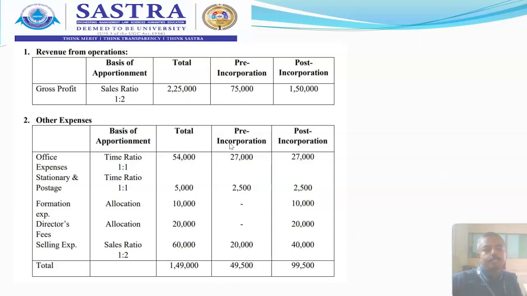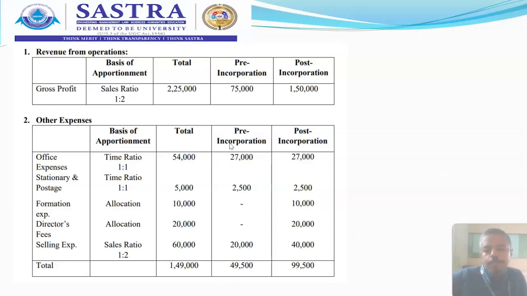In the other expenses, if you see office expenses, pre-incorporation period 27,000, post-incorporation period 27,000. Stationery and postage 2,500 and 2,500. Formation expenses directly post-incorporation 10,000, so pre-incorporation nil and post-incorporation 10,000. Director's fees pre-incorporation nil and post-incorporation 20,000. Selling expenses 60,000. Now pre-incorporation is 40,000 and post-incorporation is 40,000.